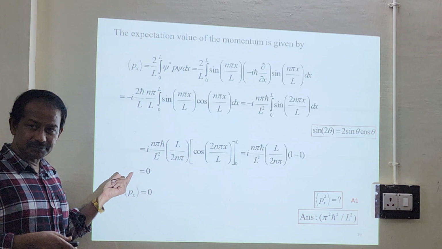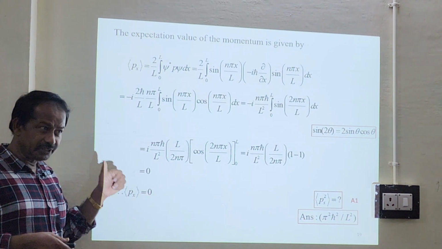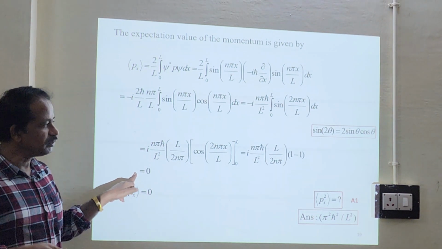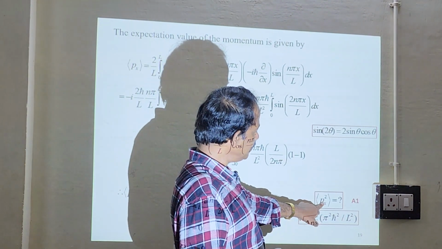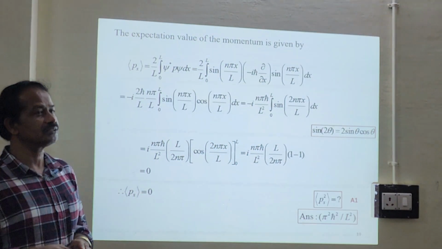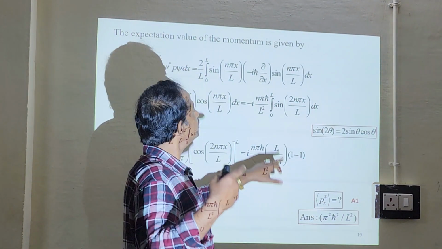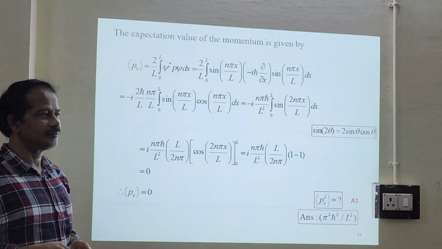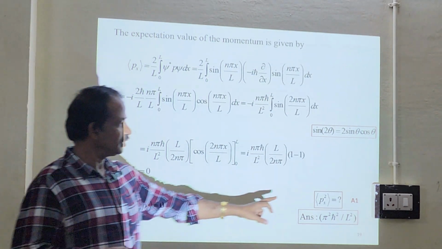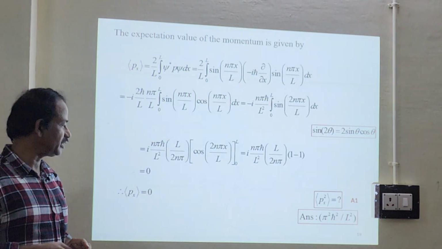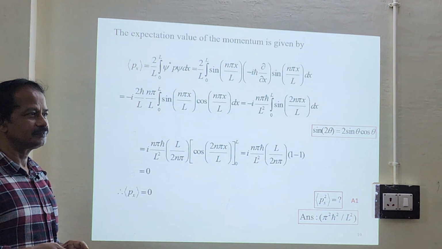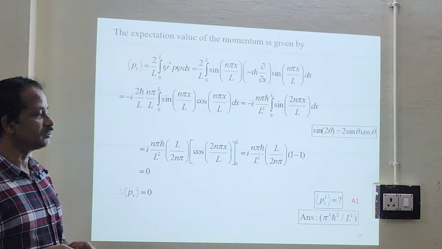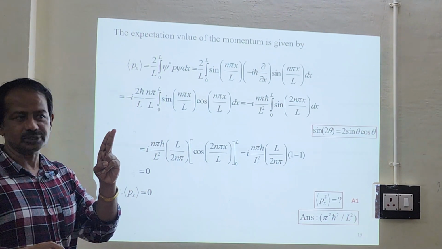So the expectation value of the momentum is 0, provided we know already the position where the particle is. Okay. So your assignment will be, you just find out Px squared. You have to find out the average value, expectation value of the momentum square. So what will you do? You just square this one. So you have to differentiate 2 times. That's all. Your answer will be pi squared h bar square divided by L square.